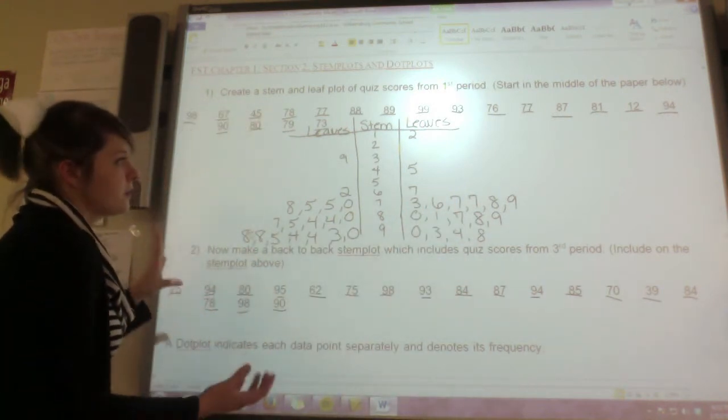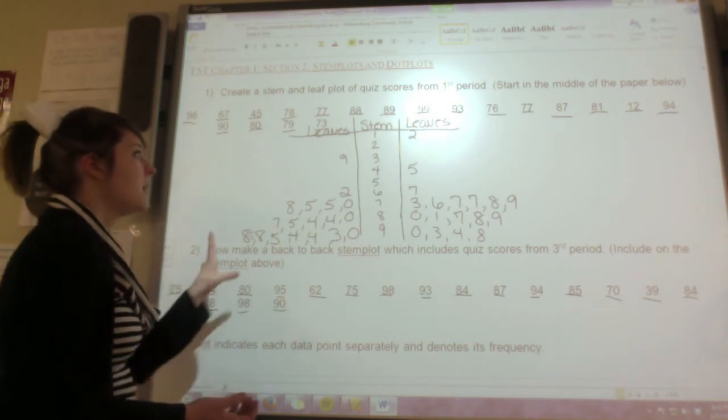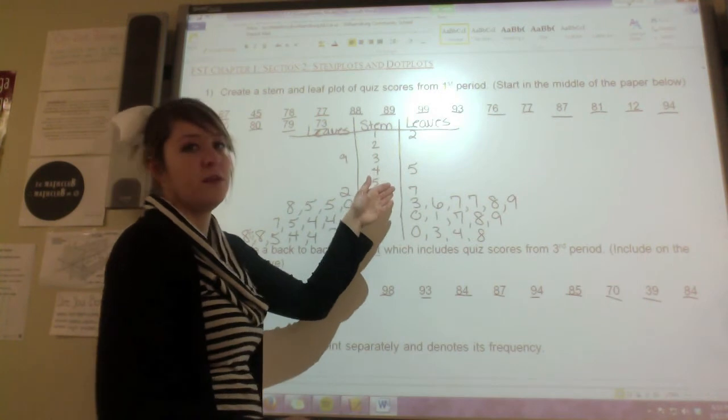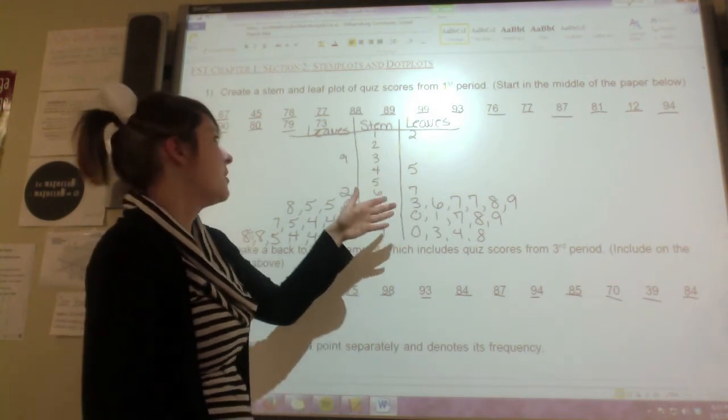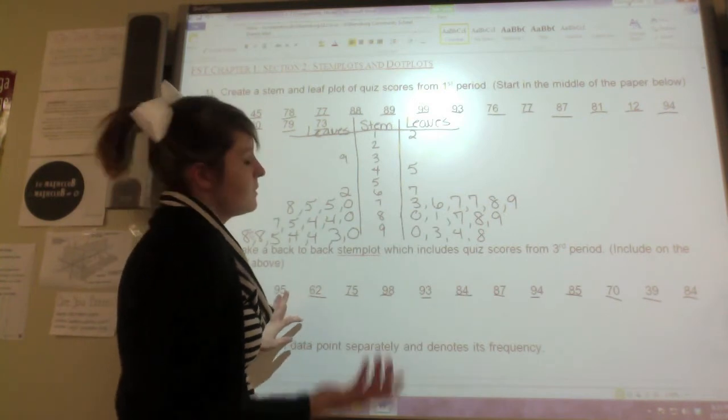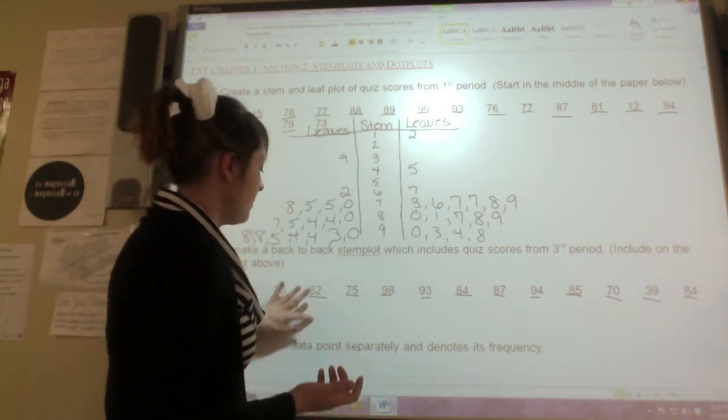Okay, I could also make some comparisons, like there was one person in first period that did really, really terribly, so they had more outliers than third period did. So there's a lot of comparisons that I can make.